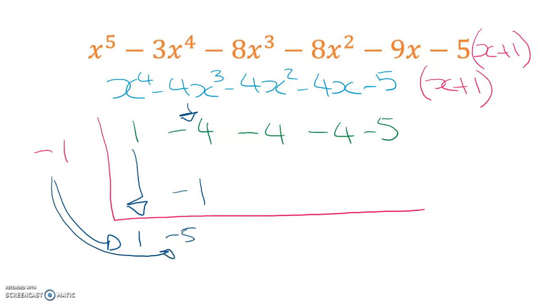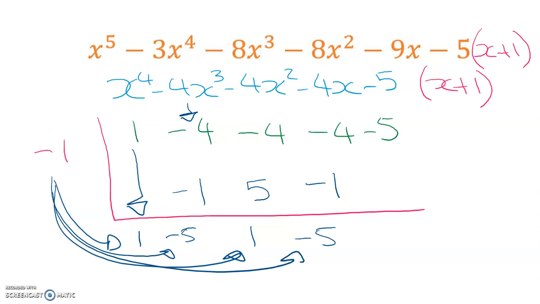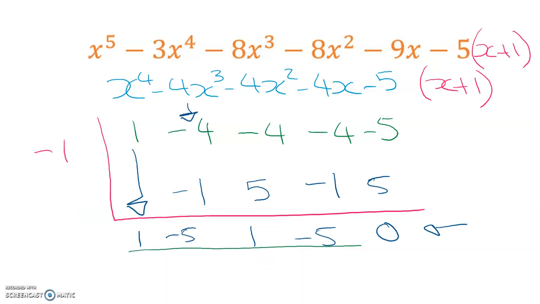-1 times -5, obviously that's going to be +5. -4 plus 5 is 1. -1 times 1 is -1. -4 minus 1 is -5. As you can see, it's very repetitive, and again we end up with 0 as expected because we already knew it was a root. So these numbers down here form the coefficients of our answer, which is 1x cubed minus 5x squared plus x minus 5.